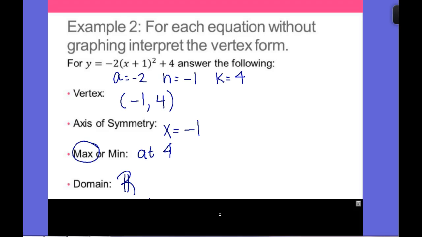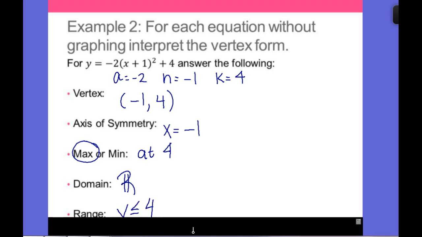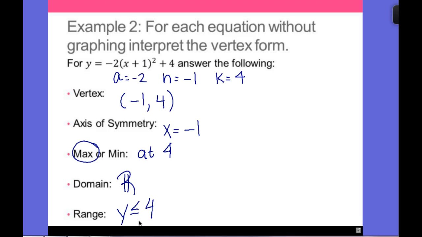Remember that domain is always all reals. So last time I wrote it using the infinity symbols. This time I wrote it using the symbol for all reals coming from our integer set symbols. So that is an R with a double line. And my range, since I have a max, will be less than or equal to my K value, which is 4.